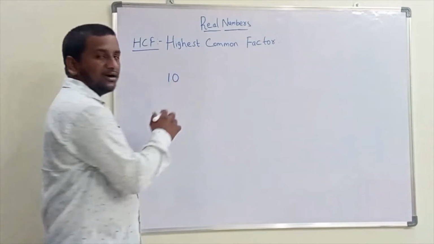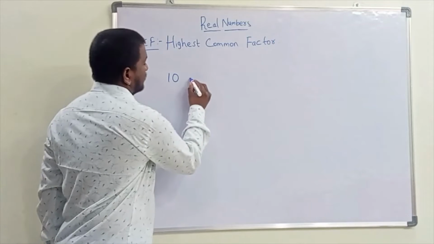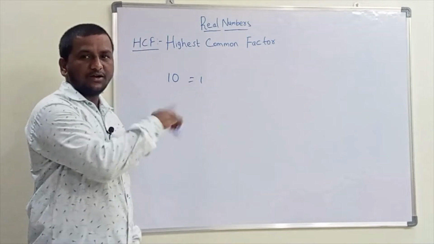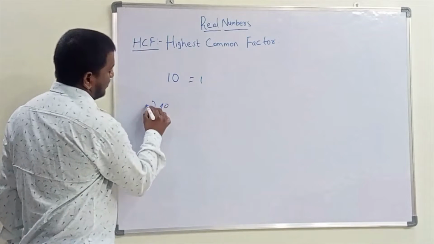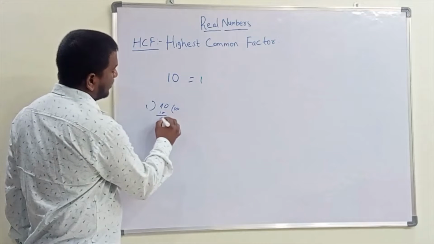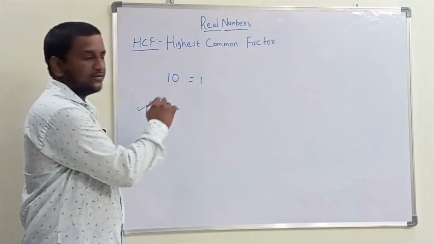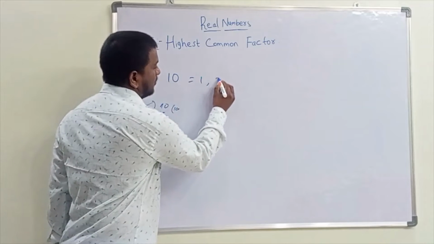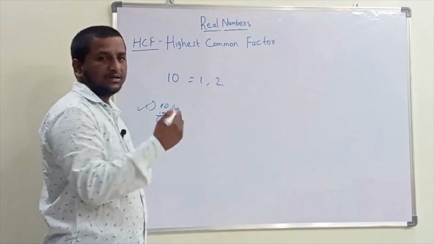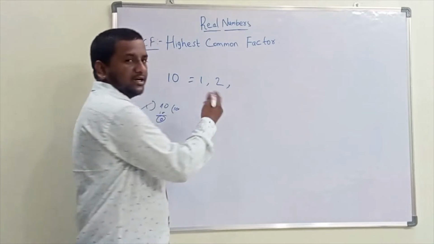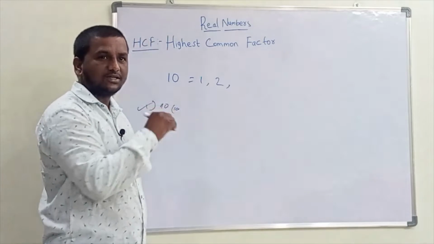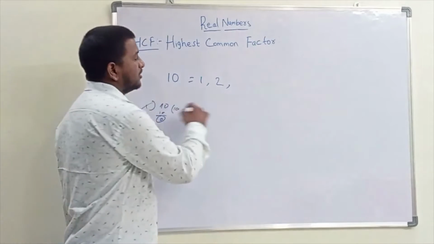So let's list all the factors of 10. So 1 can divide 10 like this. 1 10s are 10 and the remainder is 0, so this divisor is a factor. Next, 2 can divide: 2 5s are 10 and the remainder is 0. 3 cannot be, because 3 3s are 9 but the remainder is 1. So that cannot be a factor.